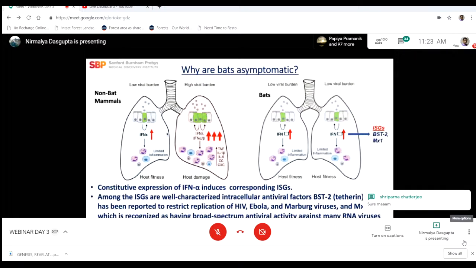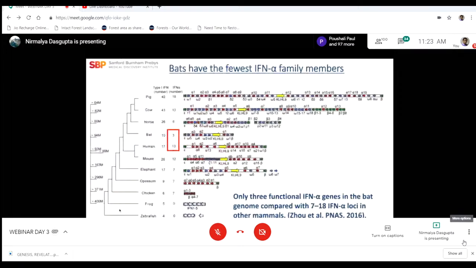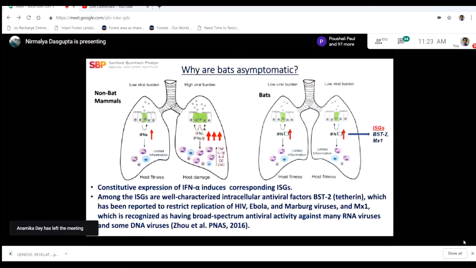Now what happens in non-bat mammals? When the viral load is low, interferon is enough, and with their ISGs they clear the viral burden. But when the viral burden is very high, interferons are not enough. What do they do? They call other immune cells like macrophages, dendritic cells, and natural killer cells. These cells come to the infection site and secrete massive levels of cytokines. Interferon is also a cytokine. They also use different cytokines like TNF alpha, IL-1 alpha, IL-1 beta, and IL-6. When I talk about these things, just consider them cytokines.